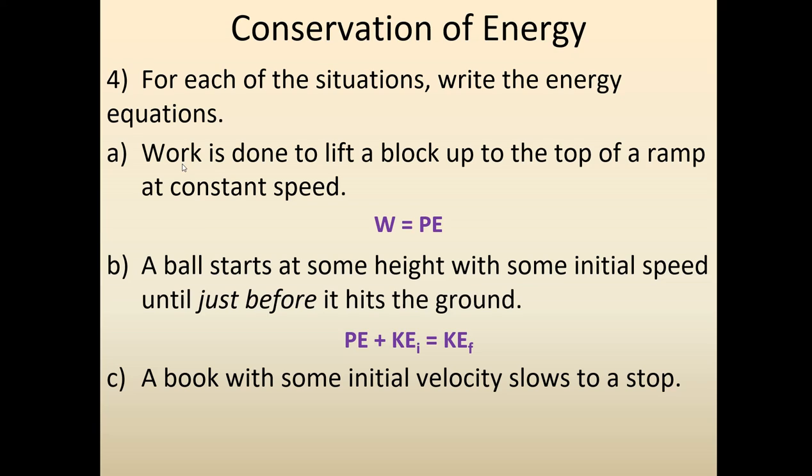Part C, a book with some initial velocity slows to a stop. Again, going through it, there's no clear height change. There is a speed change since it starts with a velocity and then comes to a stop. So we start with kinetic energy. There's no work being done. There is friction because it's coming to a stop, and there's no spring. So because there's nothing else, we know it's kinetic energy equals heat.